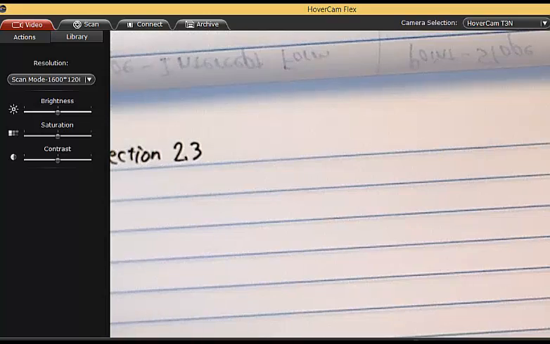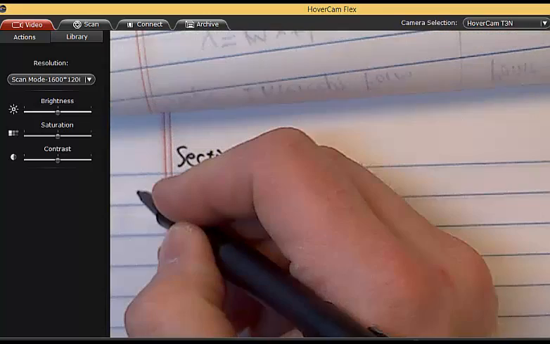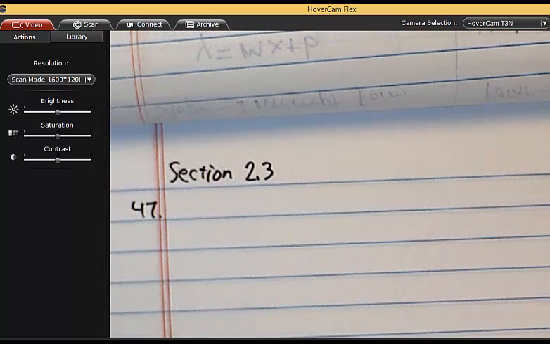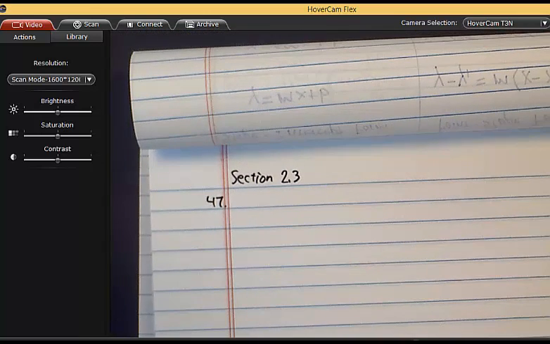And let's start with number 47. And if you think I'm going to fit that all there, that's crazy. Let's zoom out a little bit. All right.